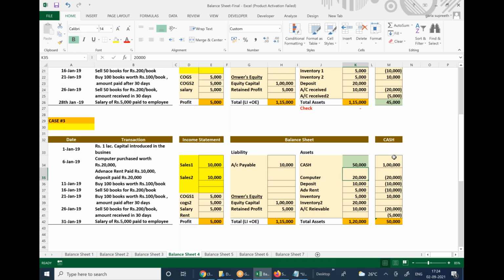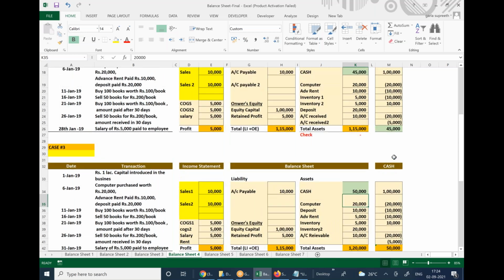Where is the mistake? 1 lakh 20, 10, 10, 10.